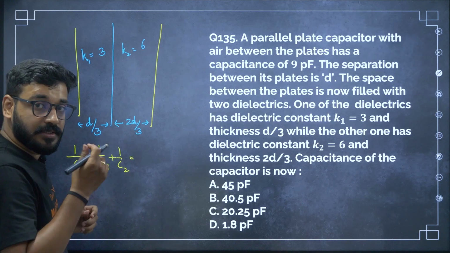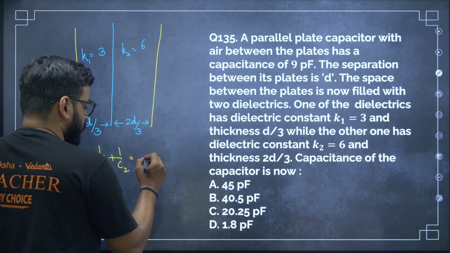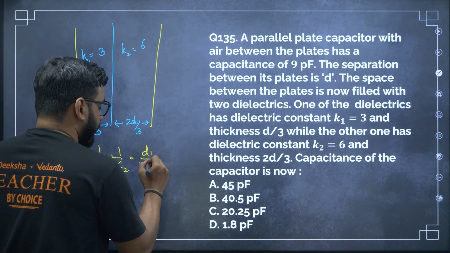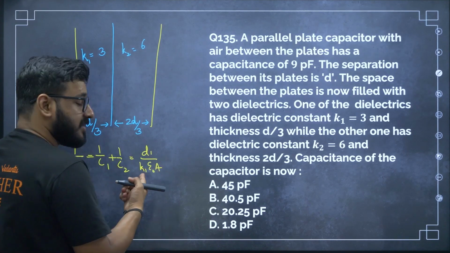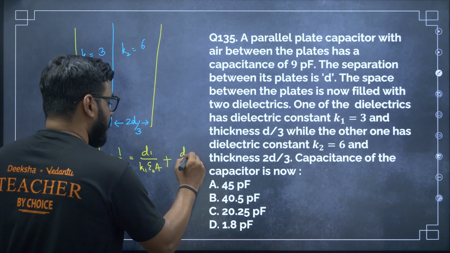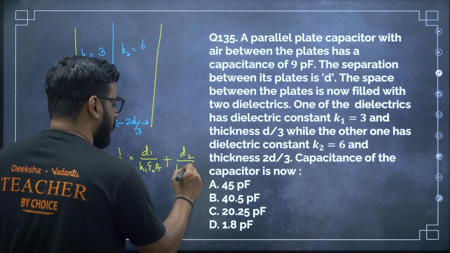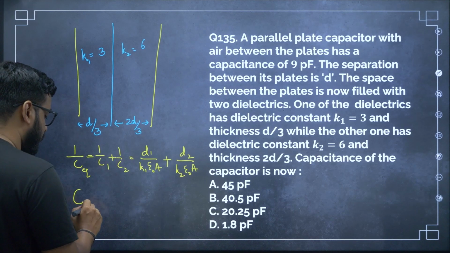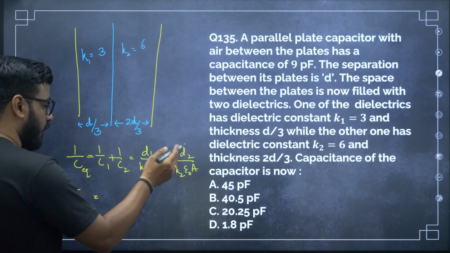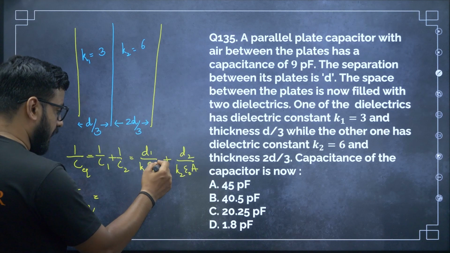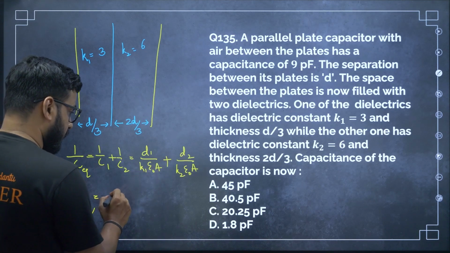1 by C1 is 1 by, that D1 will go up, divided by K1 epsilon naught A. Okay, this is 1 by C1, reciprocal of C1, plus C2 similarly D2 divided by K2 epsilon naught A. Now ultimately you want the C equivalent, total C equivalent is equal to, so you will have just cross multiply, and we can take the common terms like this.